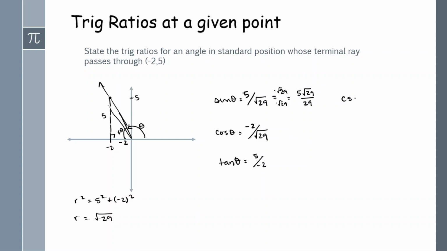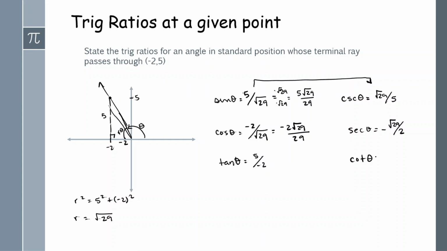I can also then find the cosecant by taking the initial fraction and flipping it over to square root of 29 over 5. I would find the reciprocal of the fraction before you rationalized it. Okay, so secant will be negative square root of 29 over 2. And when I rationalize cosine, I get -2 square root of 29 over 29. My cotangent is -2 fifths.